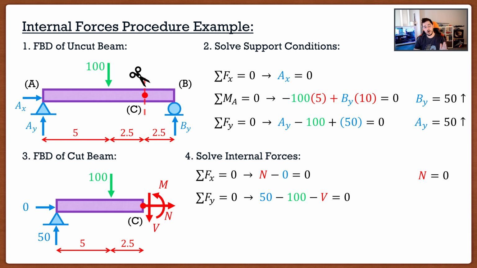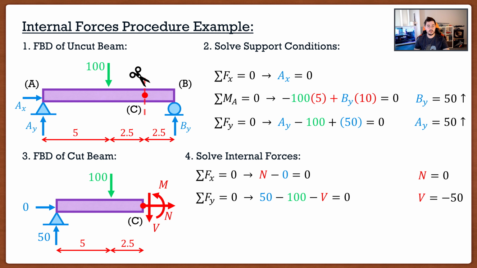Now, if we look at AY, we know it's 50 going upwards, so I have 50. We look at the 100 that's applied kind of at the midspan, which is going downwards, so we go minus 100. And then our shear here, we have minus 50. This is why it's so critical to make sure you guys use the proper sign convention. If I had my shear going upwards, well, I'd get a different answer than what I'm going to get here. So in this case, we move the negative to the other side. We got 50 minus 100. We get that the shear is equal to negative 50.